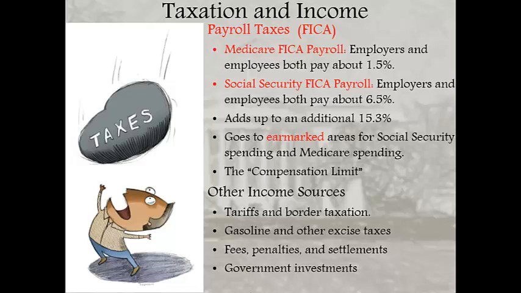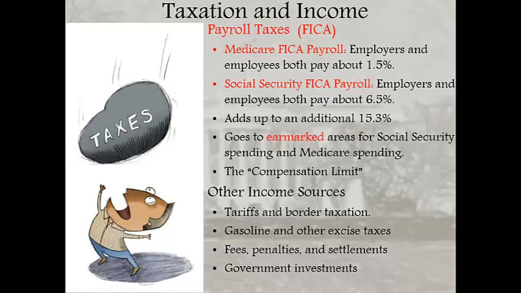Medicare FICA is about 1.5% from your paycheck for you and for your employer. Social Security FICA is about 6.5% for you and your employer, which means that on top of whatever taxes you're paying for your income tax, you pay an additional 15.3 or about 17%, depending, of your tax dollars go to these FICA taxes, and then that amount basically doubles for the federal government because your employer is paying the same amount. They don't take that out of your paycheck; they're just paying the same amount.